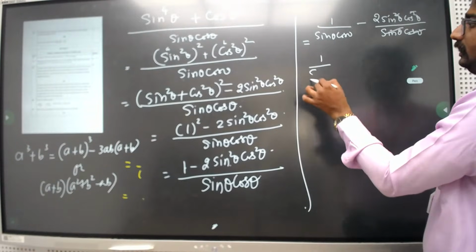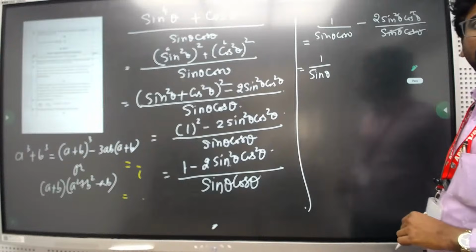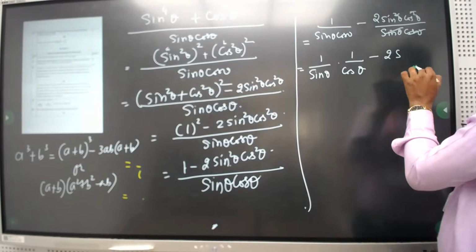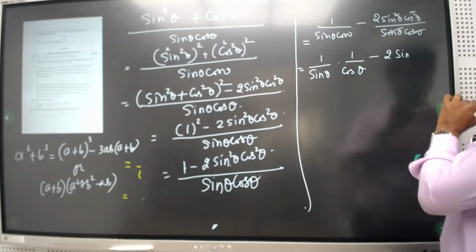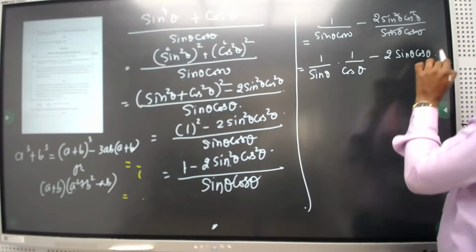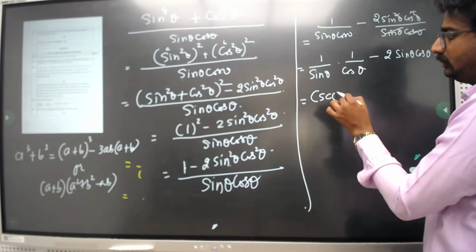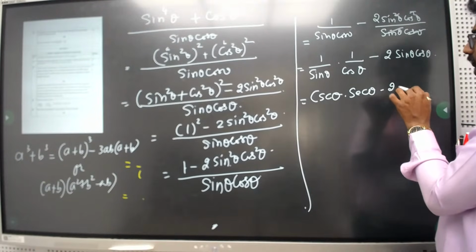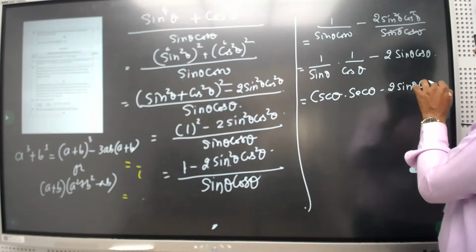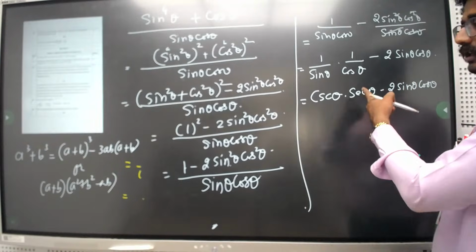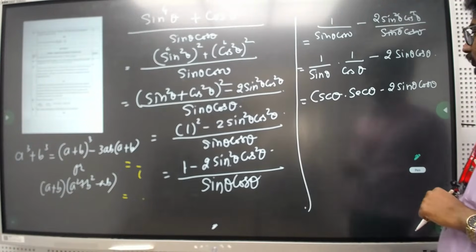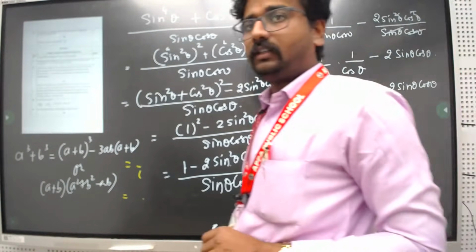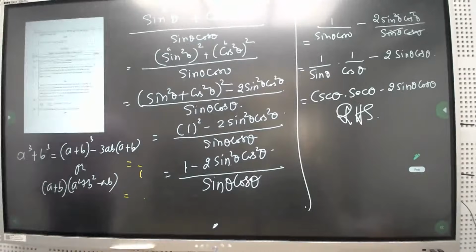Now, what is 1 by sine theta? What is 1 by cos theta? Minus what is remaining? 2 sine theta into cos theta. 1 by sine is cosecant. 1 by cos is secant. Please look at your RHS from the question. Secant into cosecant minus 2 sine theta into cos theta, this is your RHS value. So complete this. Remaining we'll see tomorrow.